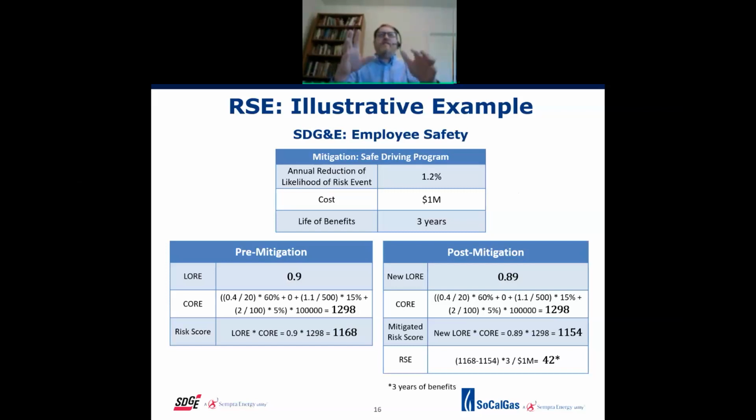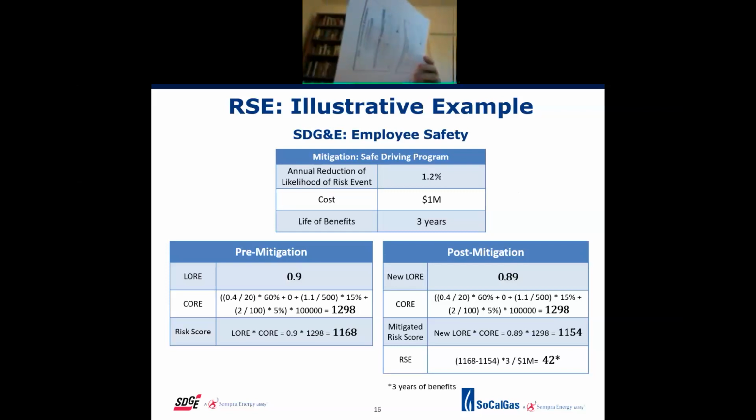In the RSE calculation, just a big picture idea of the RSE calculation is the difference in the risk score, 1168 versus 1154. We think we're getting that benefit for 3 years at the cost of $1 million, which gives you an RSE of 42. Now, there is more to it. There's some discounting where appropriate. You discount future benefits, and there's some things you do with the cost, but this is a character of how we want to do RSEs in the future. And like I said, those will be things carried out in the next few months.